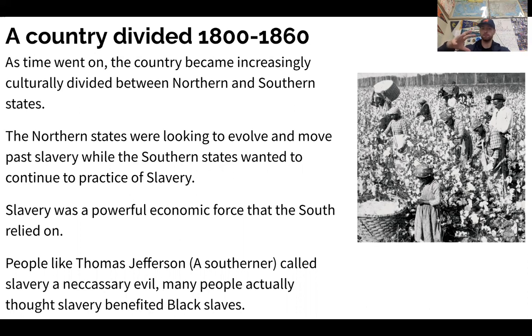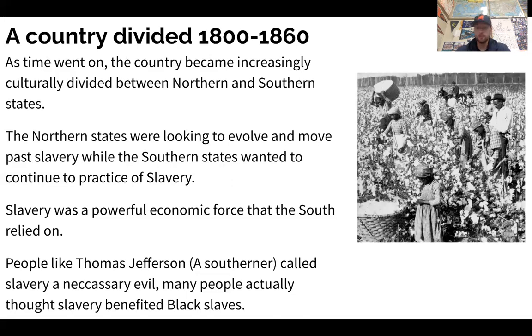As time went on, the country became increasingly divided, mostly culturally along geographical boundaries, the northern and the southern states. Northern states were looking to evolve. They were looking to move past slavery. Most of the North was much more industrialized and utilized factories. Slavery to them wasn't a driving force in their economy. In the South, the practice of slavery was still being used for agricultural purposes and obviously economic reasons. It was a powerful economic force in the South that the South relied on.